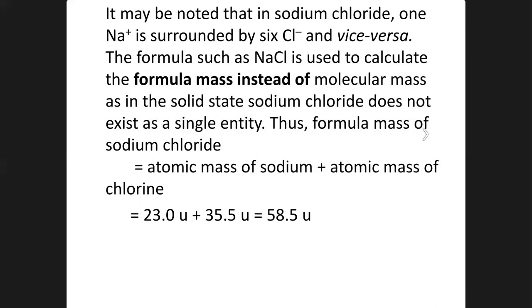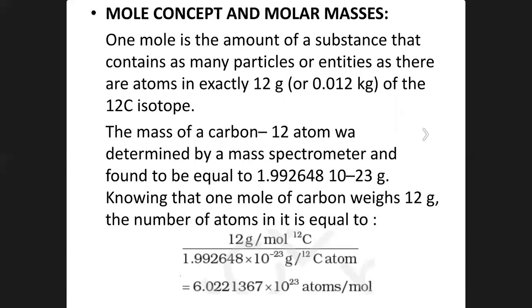Thus, the formula mass of sodium chloride will be the atomic mass of sodium plus the atomic mass of chlorine. That will be 23.0 U plus 35.5 U, which gives 58.5 U. So the mass of sodium chloride, the common salt, or you can say NaCl, will be 58.5 U. Alright. There is another term, that is the mole concept.